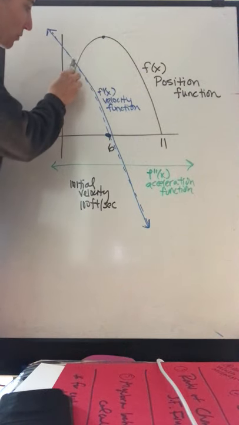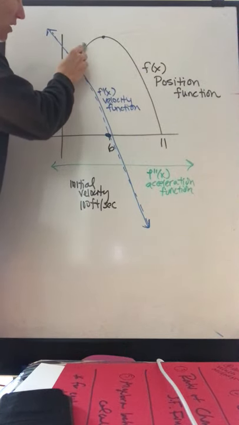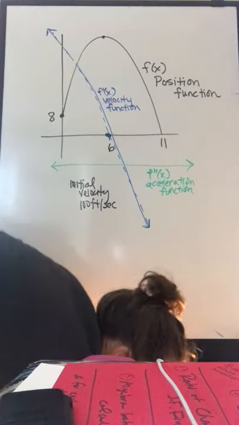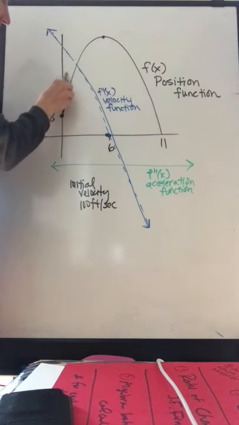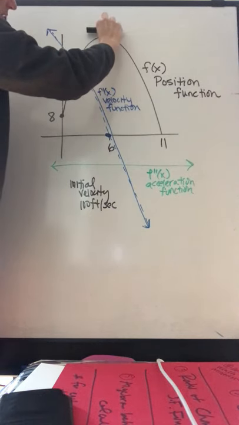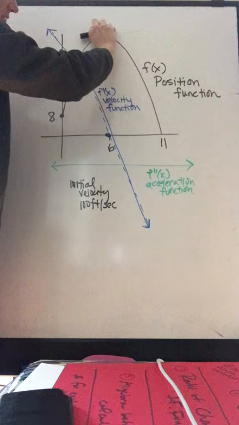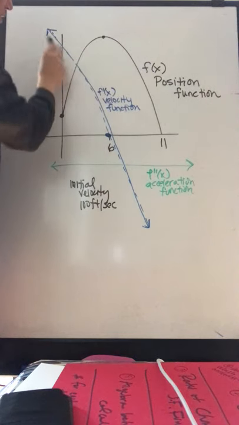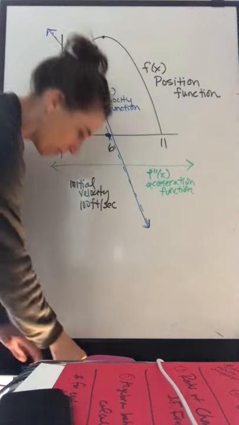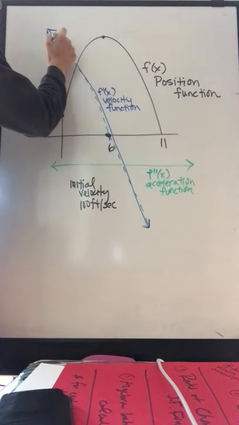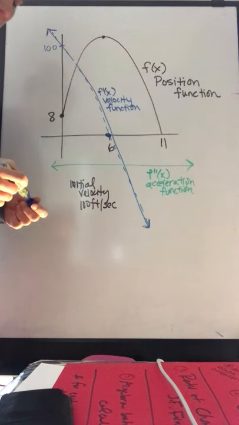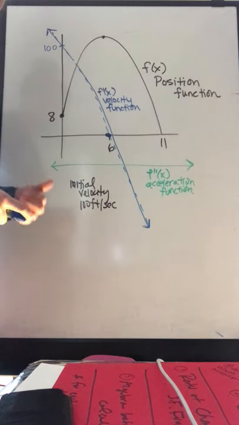Now, as the ball went up into the air, my tangents got less and less positive to zero. That's this blue line here. If I was to label this point right here, it's gonna give us that 100, representing the initial velocity at time zero.